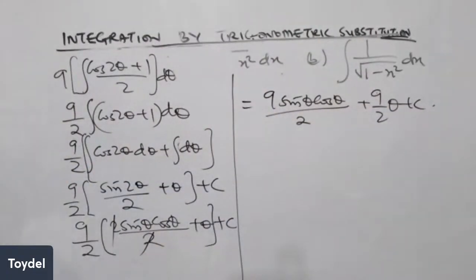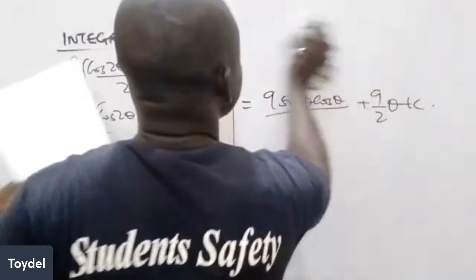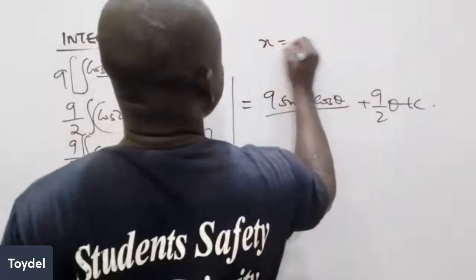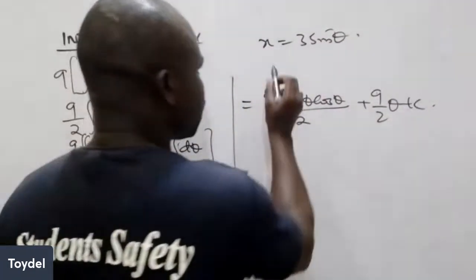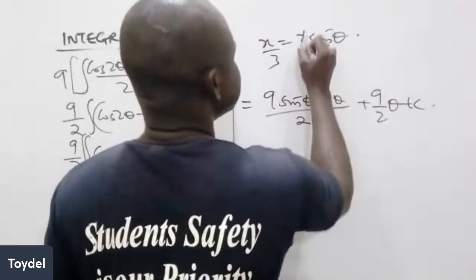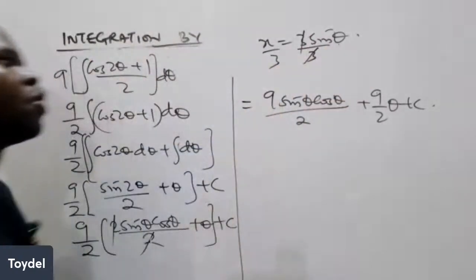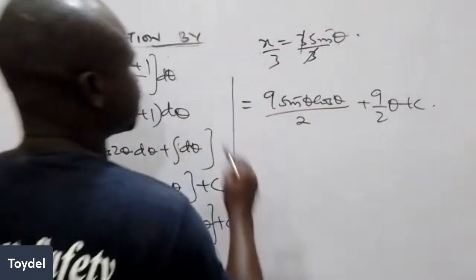But we are given our question in the form of x and not in the form of theta, not in the form of sine and cos. So we have to recall and go back to where we are coming from. When I introduced this concept, we were given that x is equal to 3 sine theta. That is where we started from. If I divide both sides by 3, sine theta is equal to x over 3.